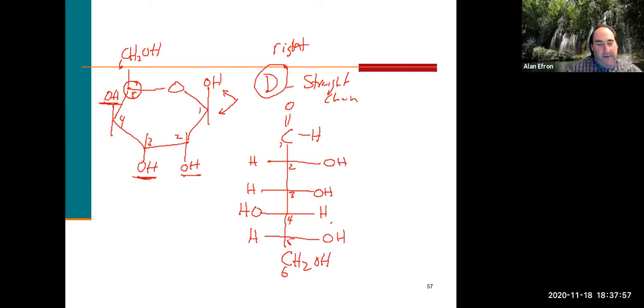Okay, so you do need to be able to obviously draw the straight chain. You need to be able to take it from the straight chain to the ring. Any questions on how to do that?